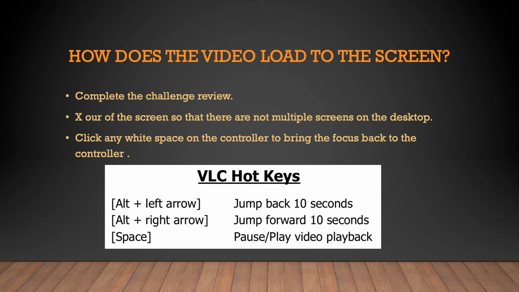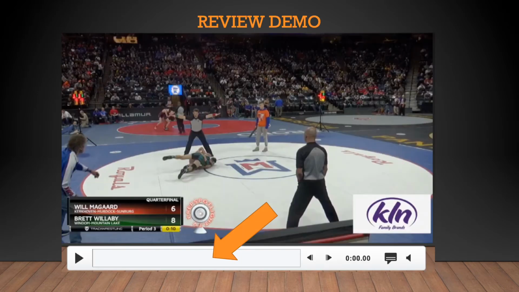There are some hotkeys on the keyboard. I'd recommend using the mouse and the icons that are on the video screen. By clicking any place on the video, the scrubber bar will appear at the bottom of the screen, as indicated by the orange arrow. Click within that scrubber bar using your mouse arrow and moving to the right or the left to scrub to the position of the video that you need to review.